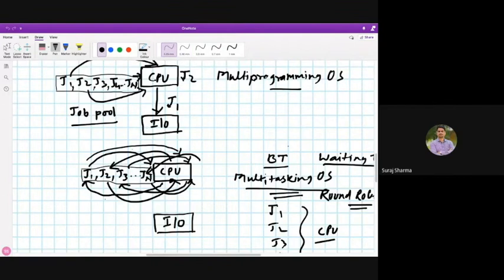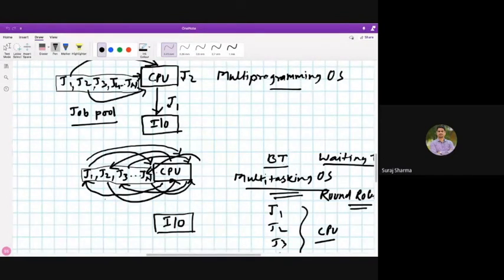Burst time is the time taken for any program to execute. Let's say we have a program that will take 10 milliseconds, another program which is taking 20 milliseconds, and another program which is taking 6 milliseconds. So every program is associated with the burst time.